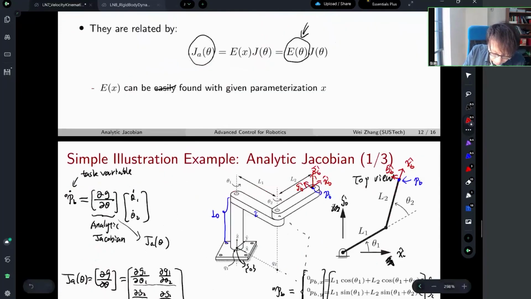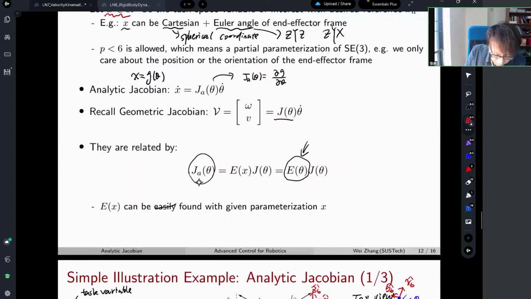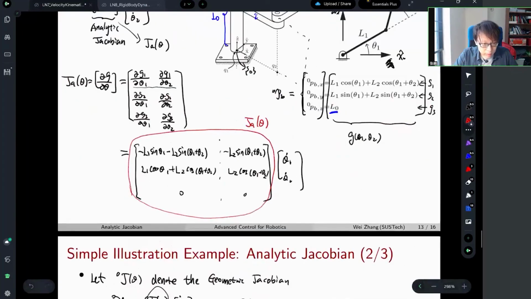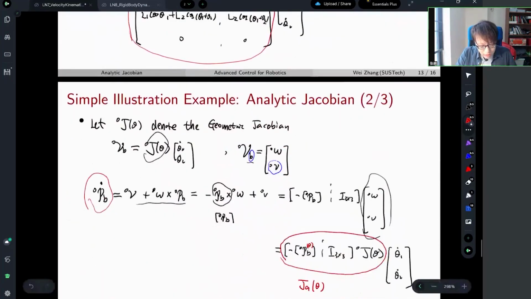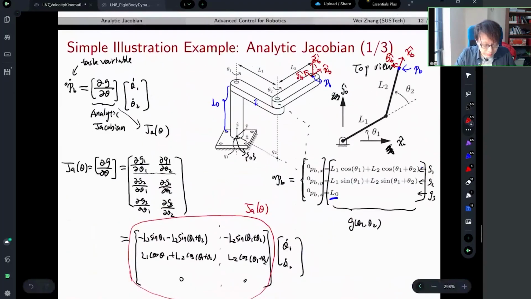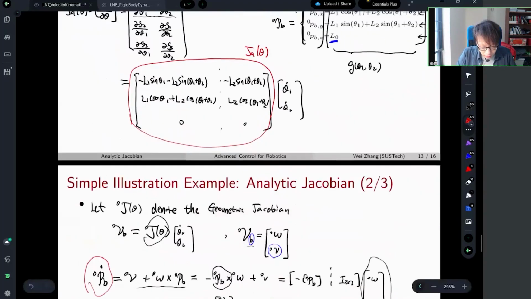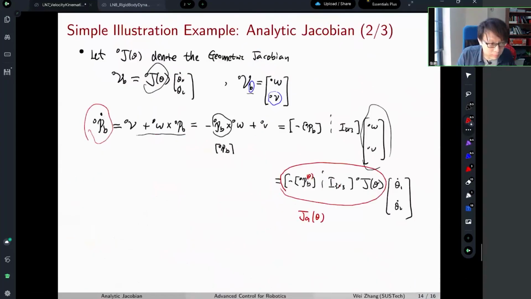Again, let's go back to our general conclusion. The analytic Jacobian can typically be defined by a matrix times the geometric Jacobian, and this matrix also depends on the configuration or joint variables. I used the simple example that we always use so far to illustrate how to compute the geometric Jacobian, the analytical Jacobian, and how they relate to each other. This is all from basic physics.